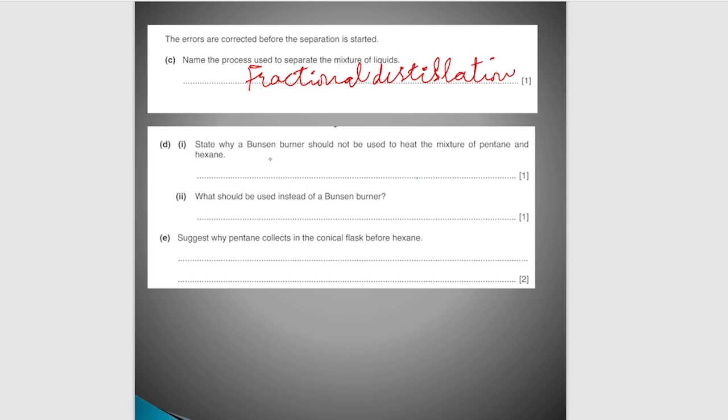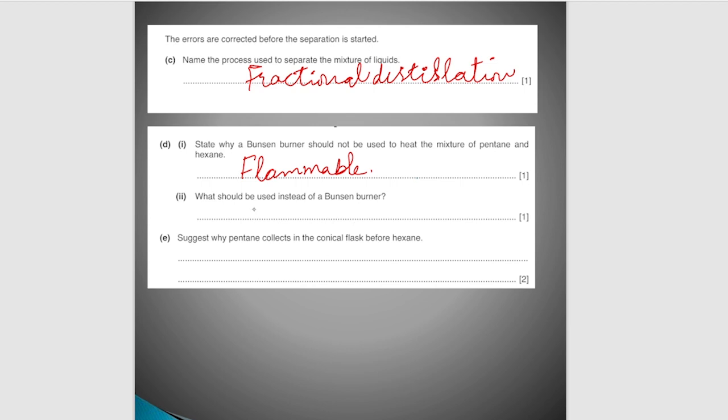Okay, next one is to state why a Bunsen burner should not be used to heat the mixture of pentane and hexane: because the mixture is flammable. What does it mean? That it can catch fire easily. That's why we shouldn't heat the mixture of pentane directly.